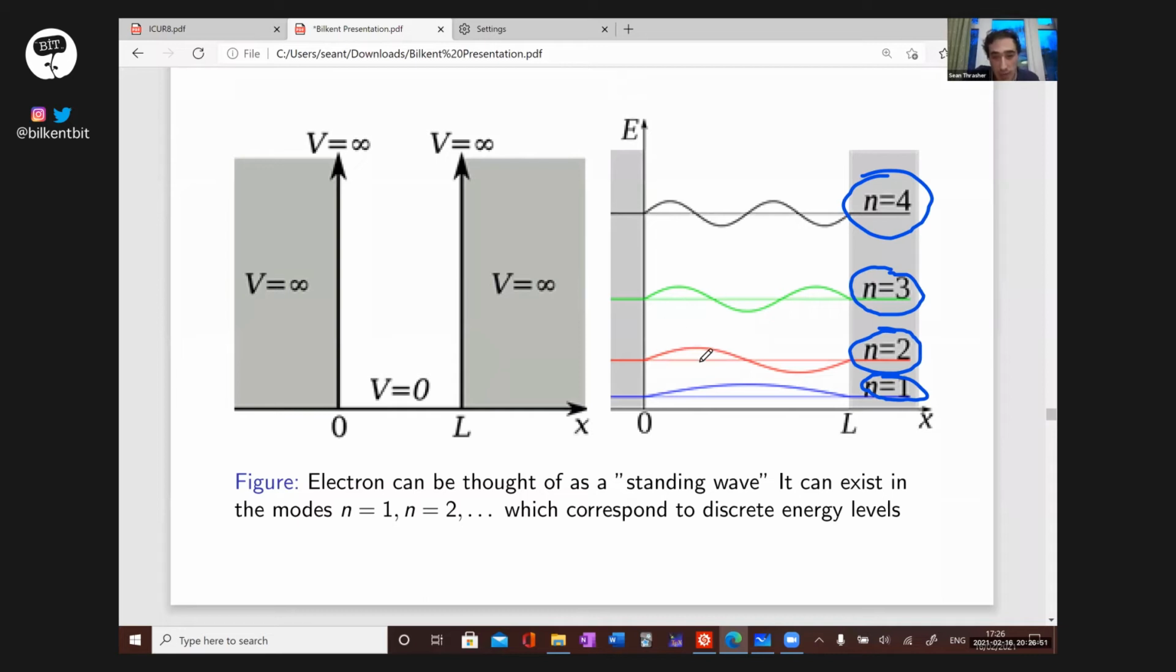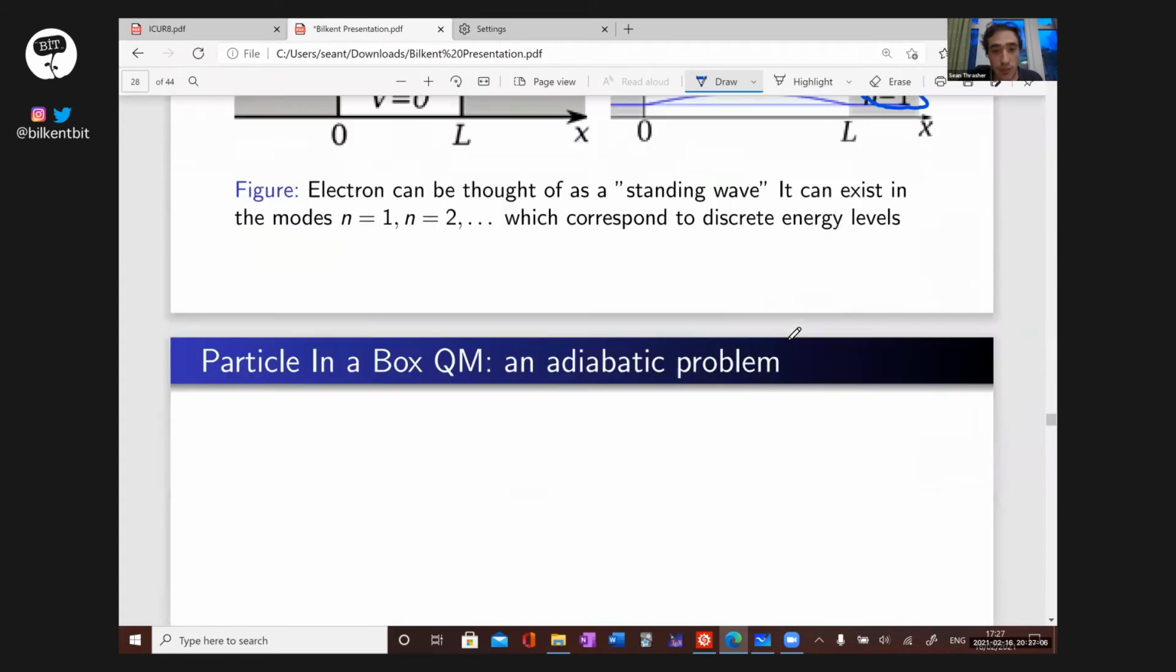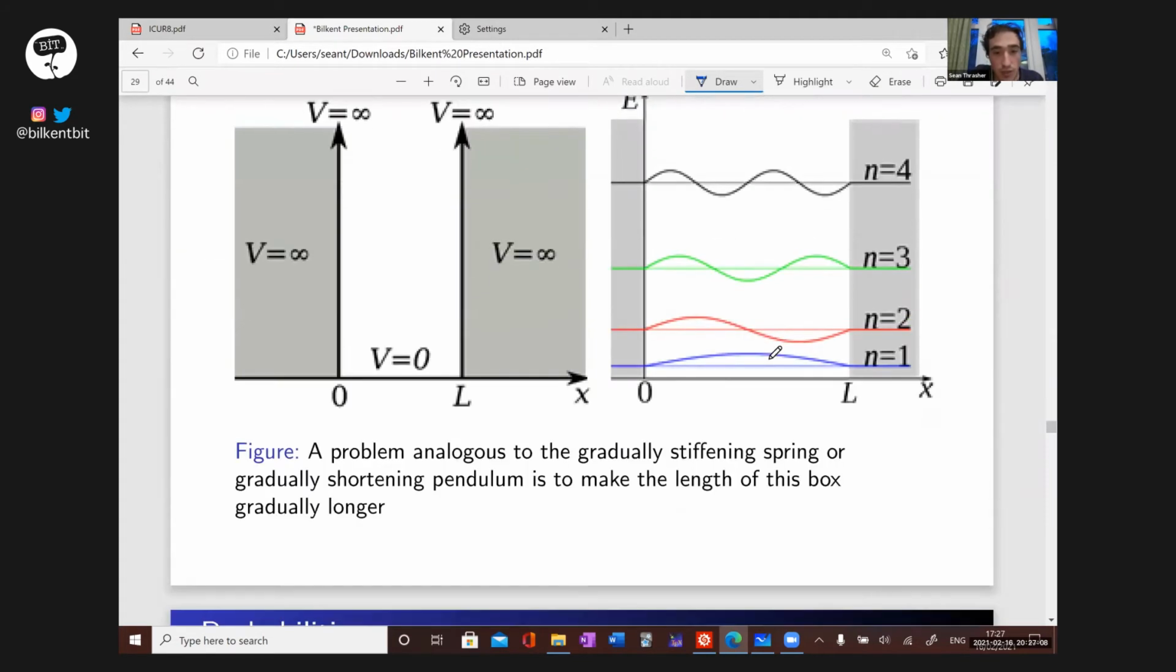Yeah, so be careful. The height of this wave is not to do with the energy of the electron. The energy is really captured by how many of these valleys and troughs there are. Okay, so I want to talk about now adiabatic theory.